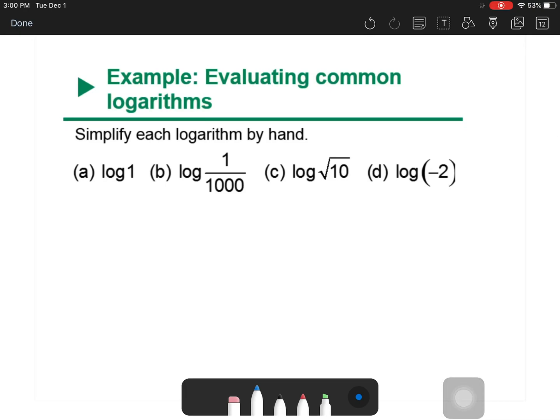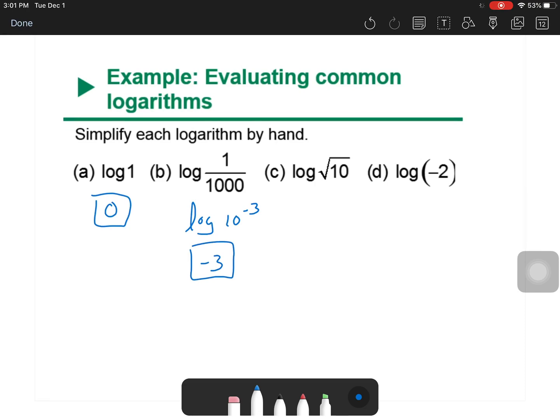Simplify each log by hand. In other words, see if you can do it without a calculator. We just did this one: log base anything of 1 is always going to be 0, so for part A, that's 0. 1/1000th would be the same as 1 over 10 to the third, or 10 to the negative third. So the answer to this one is just negative 3.